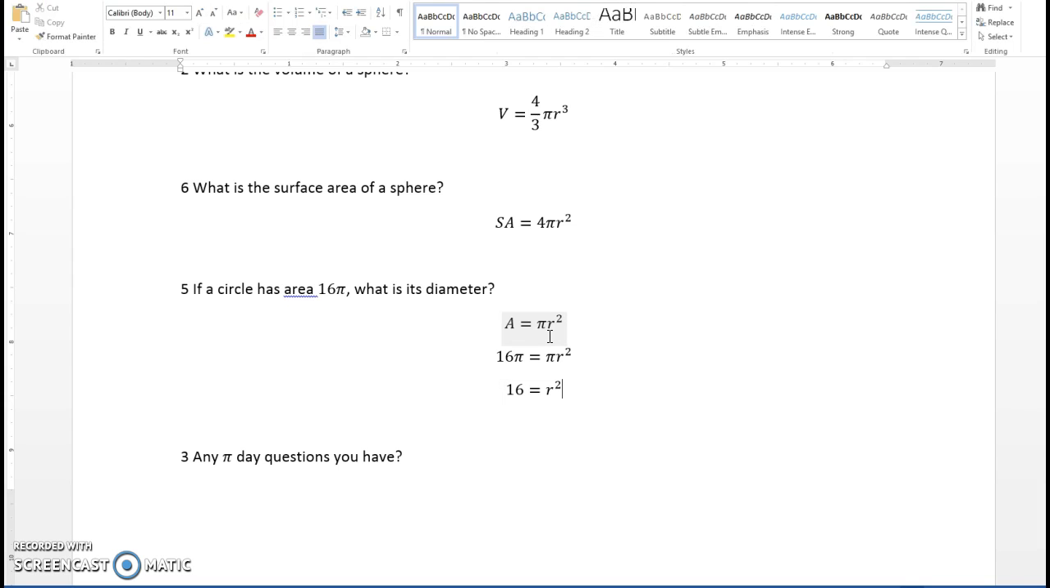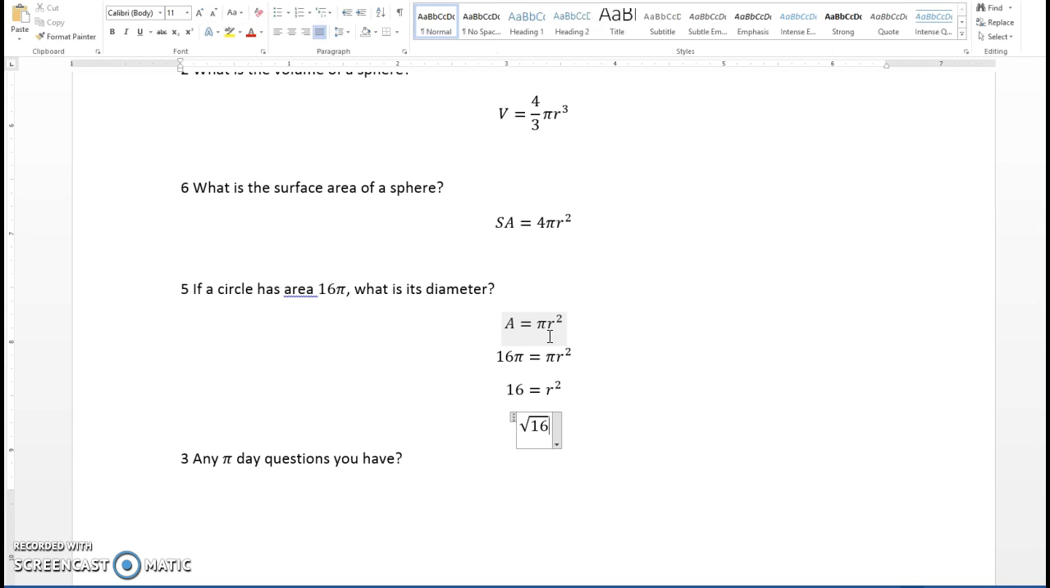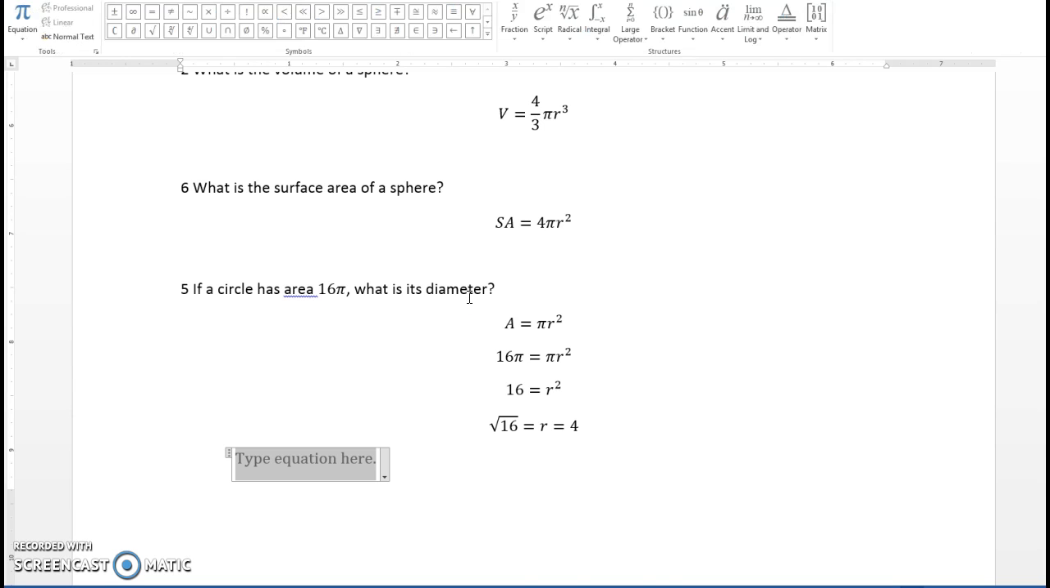Therefore, r equals the square root of 16, which everybody should know. Okay, now that's the radius. Are we done? Well, we know we need to look for the diameter. So that's just very simply diameter equals 2r, right? It's twice the amount. So the final answer is, of course, the diameter equals 8.